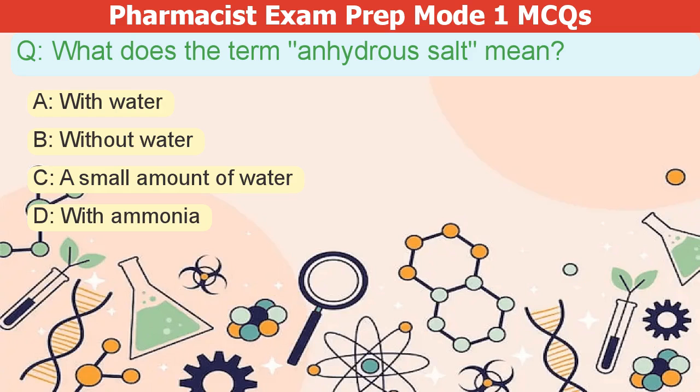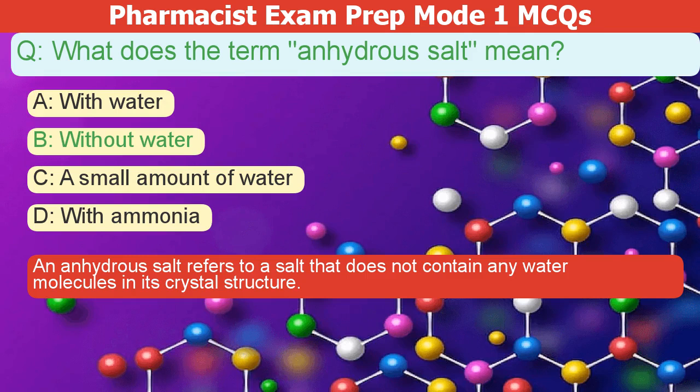What does the term anhydrous salt mean? A. With water. B. Without water. C. A small amount of water. D. With ammonia. The correct answer is B. An anhydrous salt refers to a salt that does not contain any water molecules in its crystal structure.